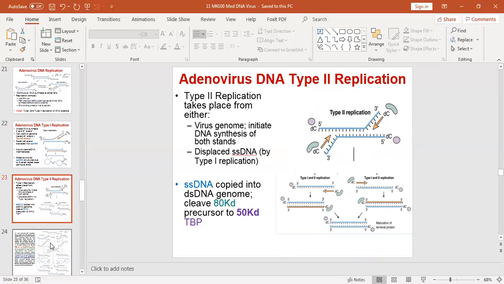Moving to slide number 23, in adenovirus type 2 replication, replication takes place from either viral genome. We have the 3' end on one strand that can serve as a template. We make a new strand off of it, and then we have the 3' end of the second parental strand, and we make DNA off of that. So the two parental strands serve as templates, and we make new strands. We end up with two double-stranded DNAs. One strand is from the parent in blue, and the other is the newly synthesized strand in orangish pinkish color.